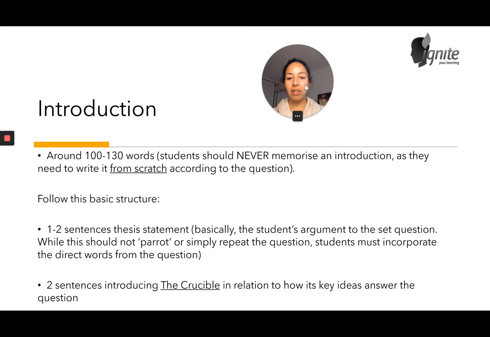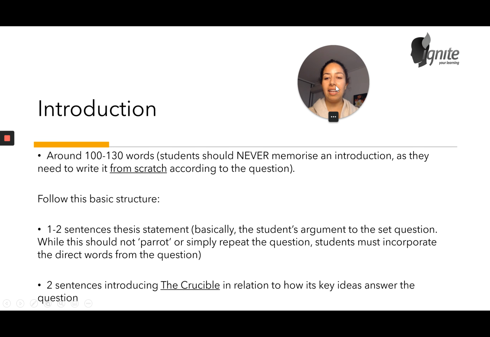Sorry, let's actually start with the introduction. What we're going to do with the introduction is, look, it should just be around 100 to 130 words. Do not memorize an essay. It needs to be written to the question on the day, and you've got to practice doing that before you get in there. And obviously with the right scaffold and the right examples and structure, that will be a lot easier for you to do.